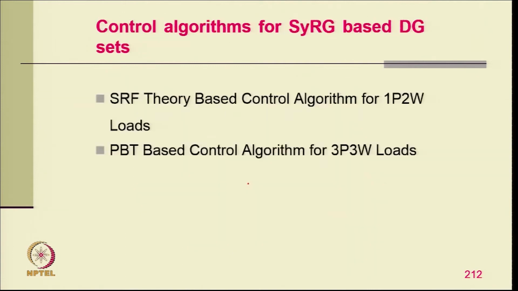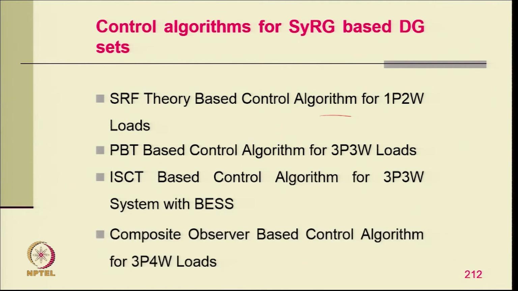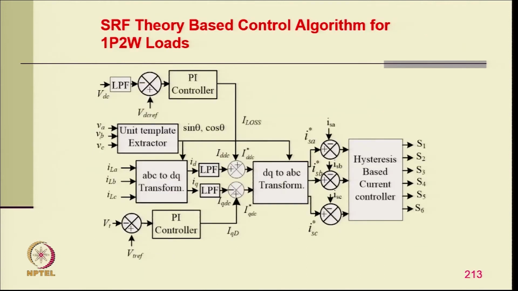We have used here the synchronous reference frame theory for one typical case of single phase load, power balance theory for 3 phase 3 wire load, and instantaneous symmetrical component theory for 3 phase 4 wire with battery, and of course, a composite observer with the 3 phase 4 wire load. These are typically for SRF theory. So, we have DC link voltage control with the help of a PI controller, and we have load fundamental component extraction, and then terminal voltage regulation also, because in this case also we have to regulate the terminal voltage, because we do not have any exciter system.